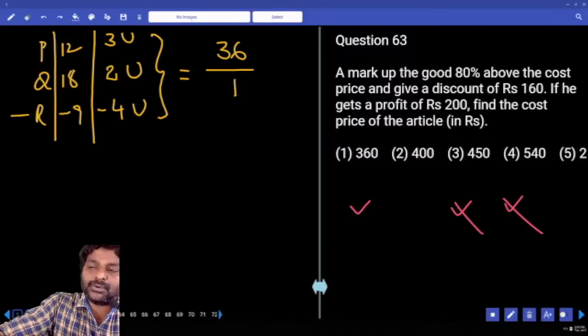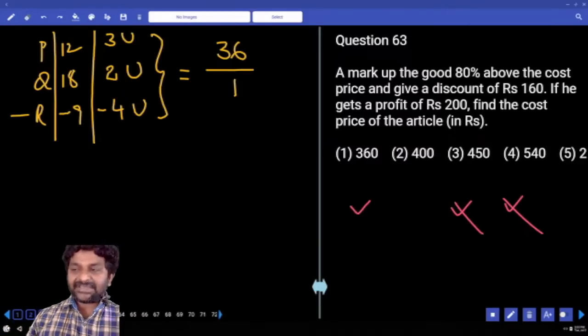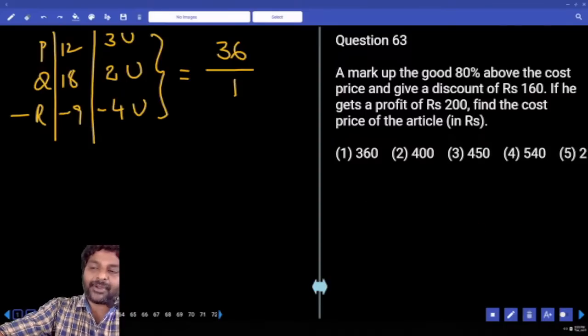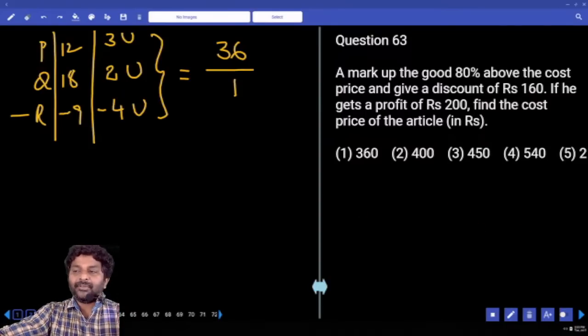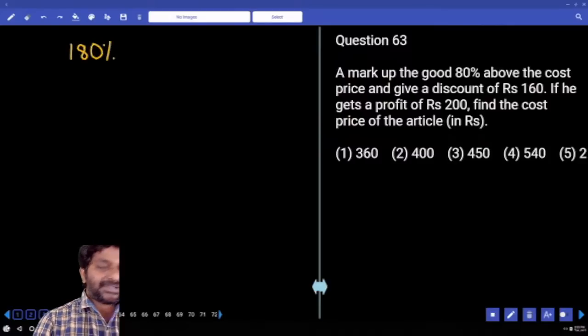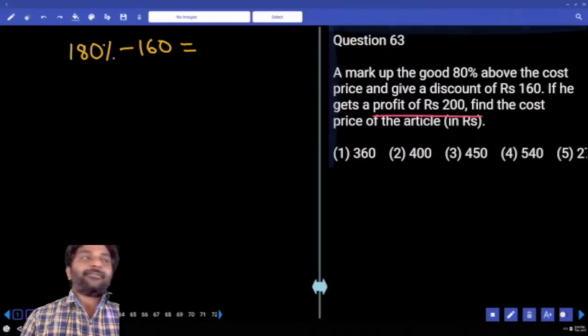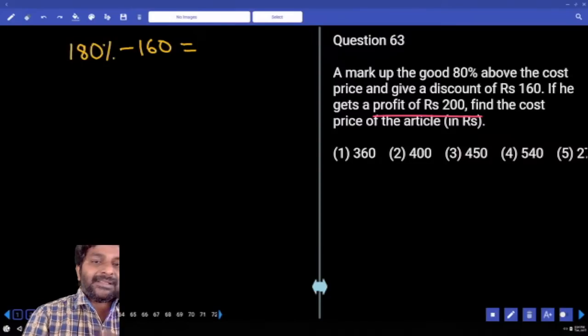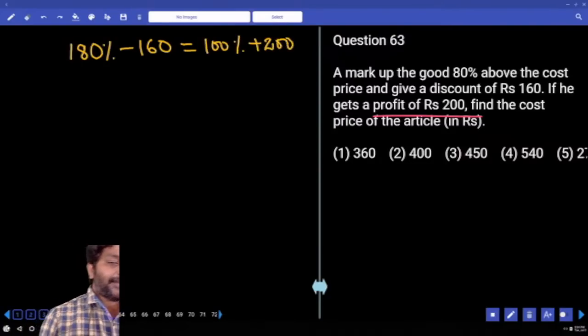A marks up the goods at 80% above the cost price and gave a discount of 160 rupees. If he gets a profit of 200, then find the cost price of the article. Cost price is always 100% and marked up by 80%, right? Then it becomes 180%. How much discount is given? Then we will sell it at this much price only. And how much profit is made? Profit is 200 rupees, correct? Then selling price is equal to cost price plus profit. Is that okay? That means 80% is equal to 360.